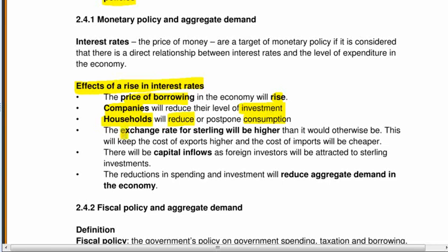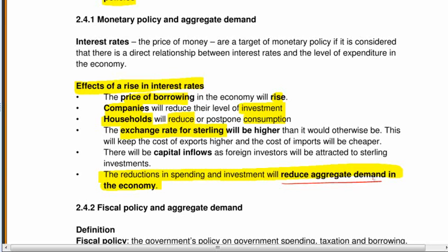If interest rates go up, the exchange rate also tends to go up. Okay, now the reason for that is foreign investors want to put their money into the UK to get the benefit of our higher interest rates. So there's an increase in the demand for sterling, which pushes the exchange rate up. Overall there's a reduction in spending. Okay, and therefore there is a reduction in the level of aggregate demand in the economy.